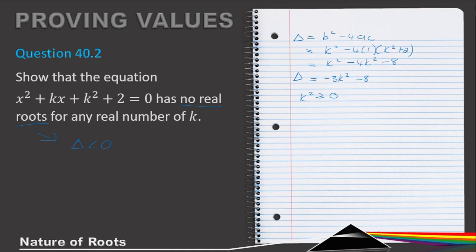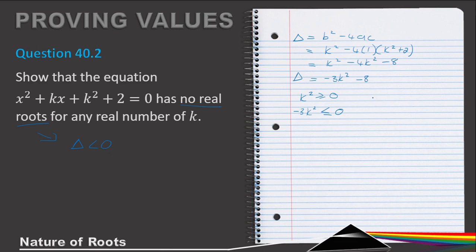Anything you can substitute in it, if you square that value, it's always going to be positive. And then when you take a positive value and you minus it and you multiply it with a negative value, obviously a positive value multiplied by a negative value is always a negative value. So we can say that this minus 3k squared will always be less than or equal to 0 for any real number of k.